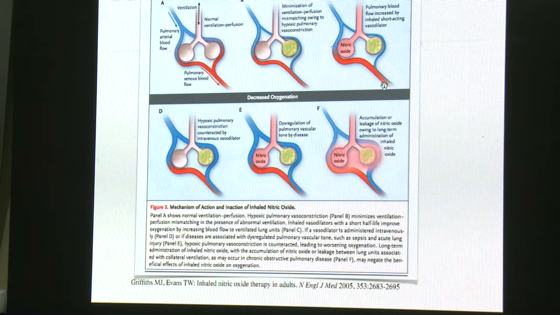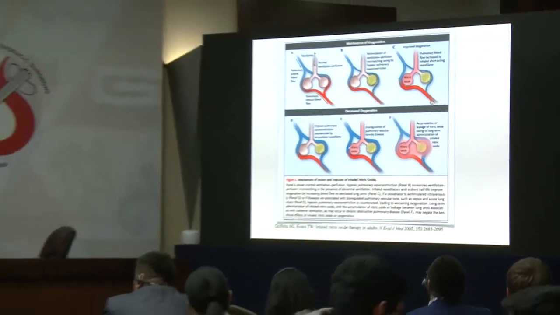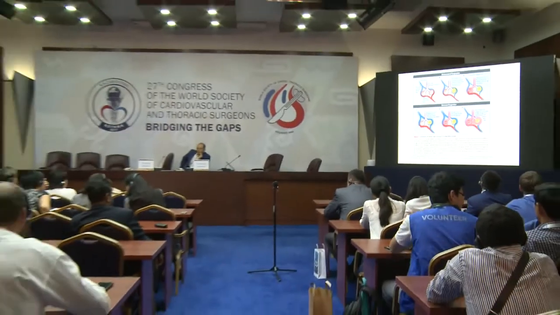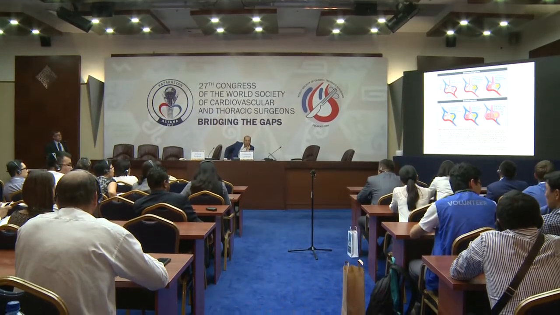What is important about inhaled NO is that in a normal physiological situation, if you use NO, it goes only into the ventilated part of the lung. So it increases blood flow in ventilated parts of the lungs and does not increase flow in non-ventilated parts, because there is not enough NO. And with this mechanism it does not worsen hypoxemia.